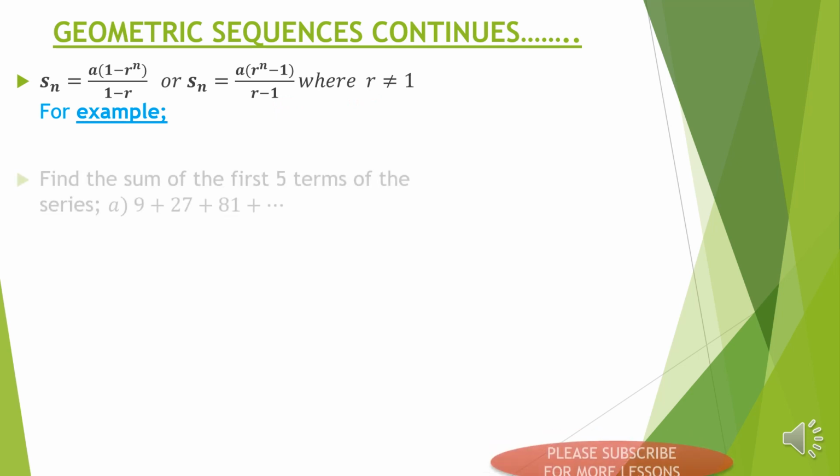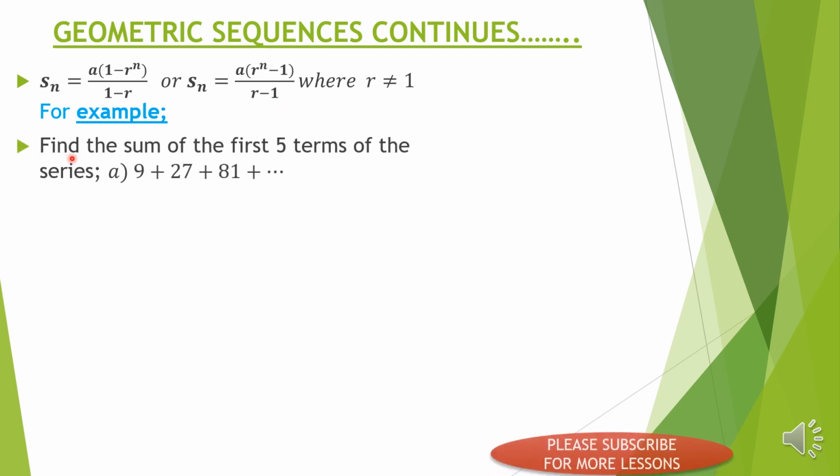Now there is an example here that I want us to check. They're saying, find the sum of the first 5 terms of the following series. That is 9 plus 27 plus 81. It says find the sum of the first 5 terms of the series. We are starting with 9 plus 27 plus 81.